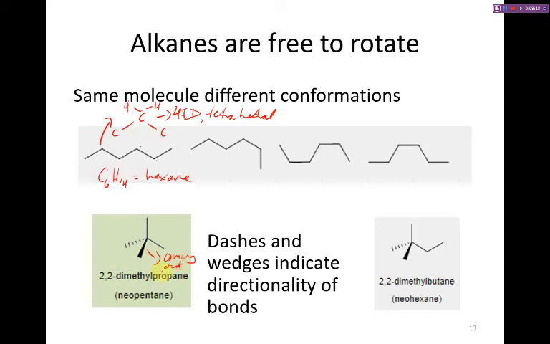The wedges indicate that it's coming out of the screen or paper. And the dash indicates that it's going into the screen or the paper. And you don't need to worry so much about being able to represent it in 3 dimensions. However, if you can, then that's going to help when it comes to trying to determine molecular polarity. It makes it easier to visualize it.